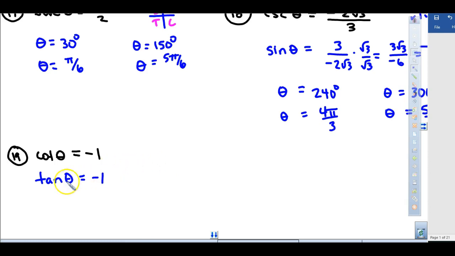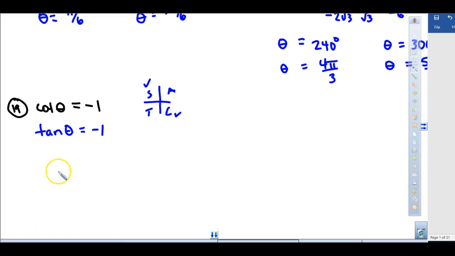So I need to figure out, well, where is tangent negative? Well, I know it's positive in the first quadrant and the third quadrant by ASTC. Okay, so this is where it's positive. That means it's negative right here. So I'm looking for a second quadrant and a fourth quadrant angle whose tangent is -1.